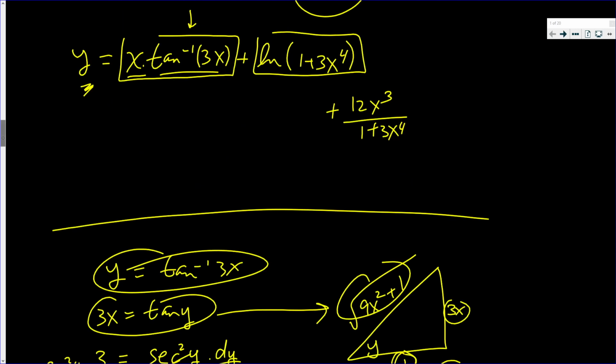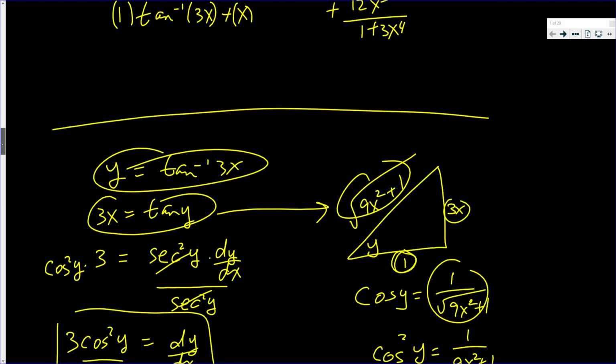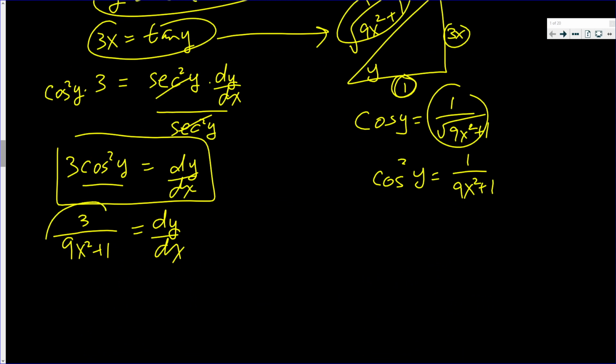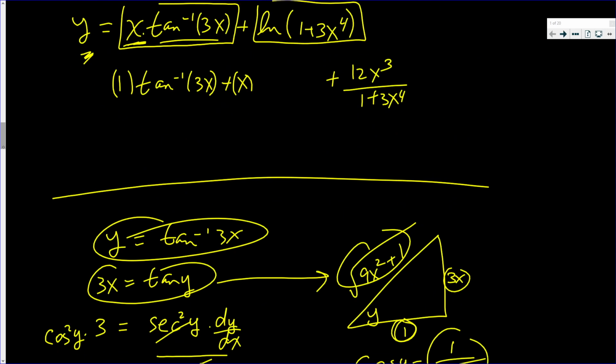So up here, product rule. So derivative of the first, which is 1, times the second function, plus the first, times the derivative of tan inverse of 3x, which is 3 over 9x squared plus 1. Plus the rest. Well, 1 times that is just that.